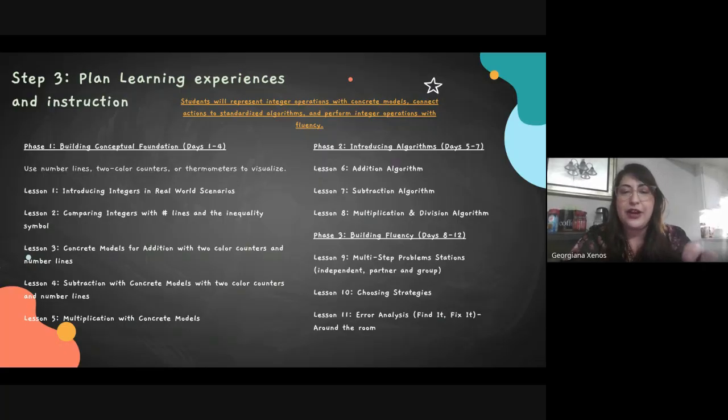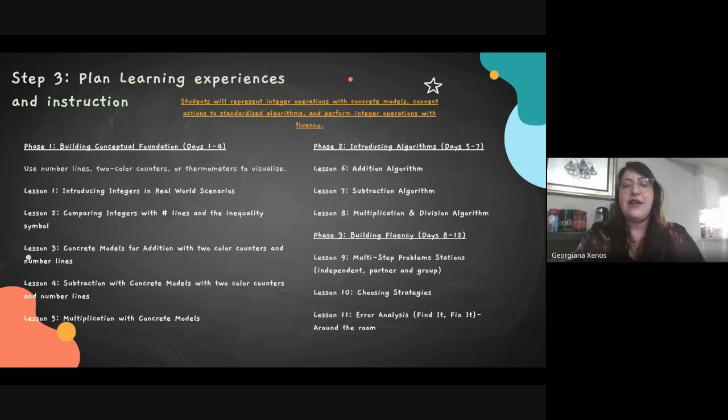And again, this is where, okay, we are going to have stations. We're going to have you not only hands-on and conceptually learning, we're going to have you learning with algorithms and with patterns. We're going to really build that fluency by giving you several opportunities to try things out. We're also going to give an opportunity for choosing strategies, because like I've told my students in the past, no brain is alike. You have to figure out what works best for you, especially in math.